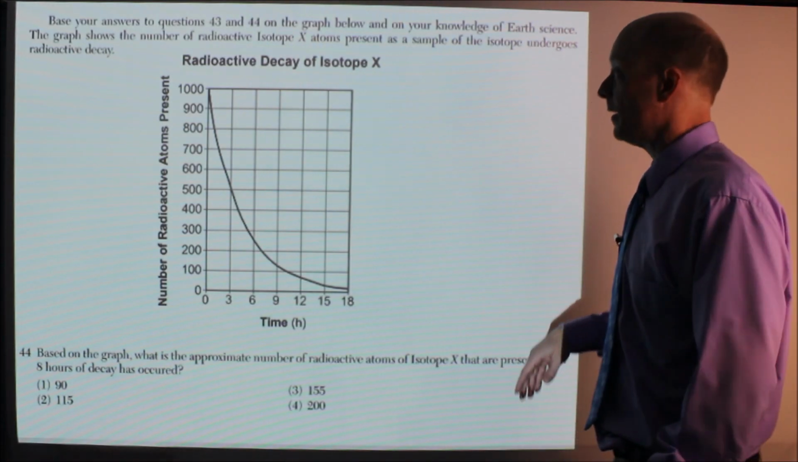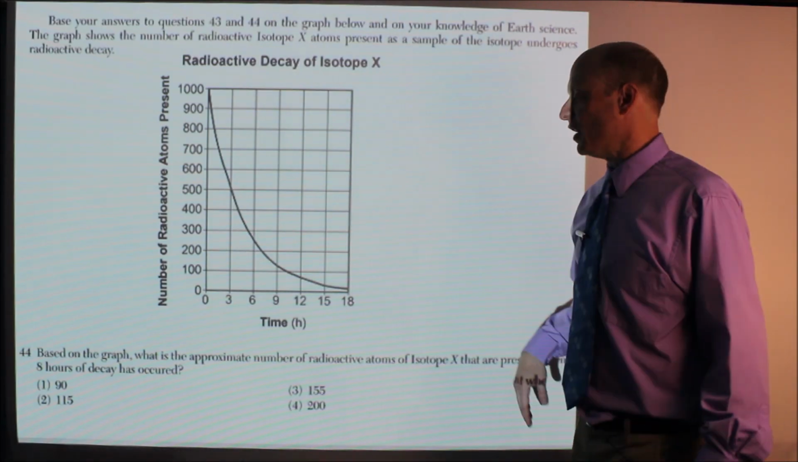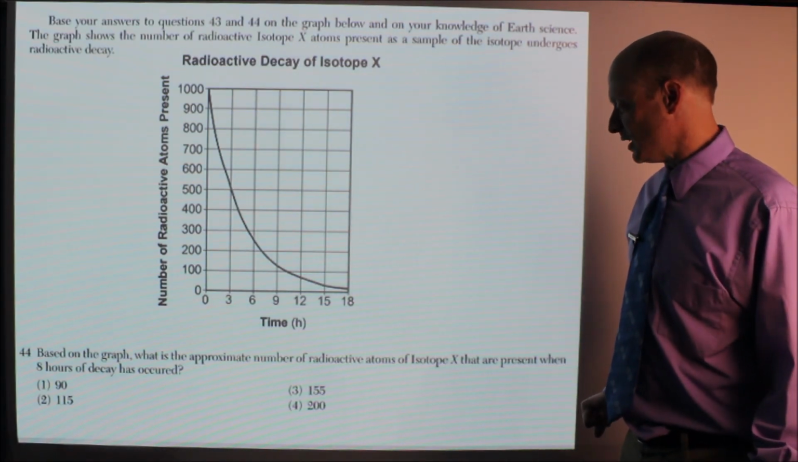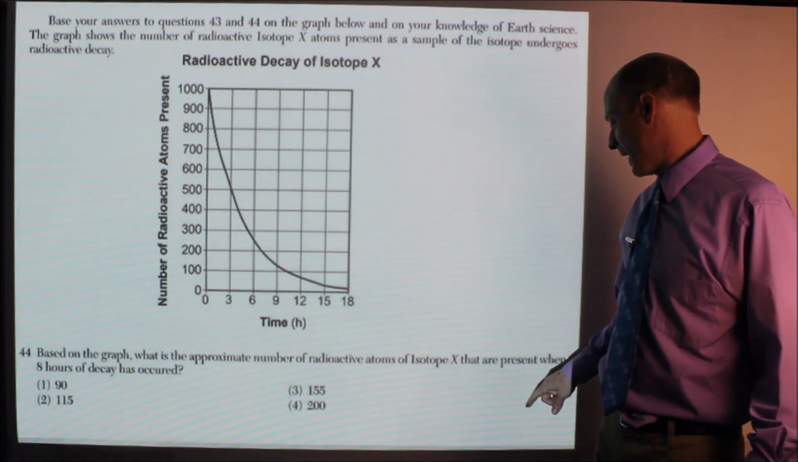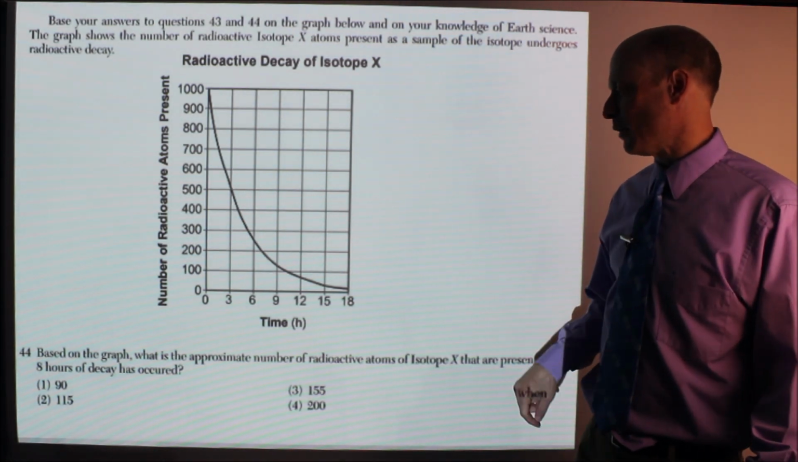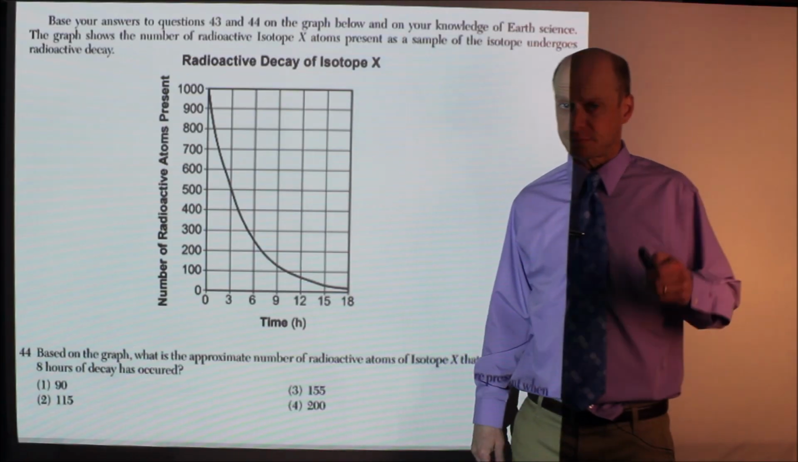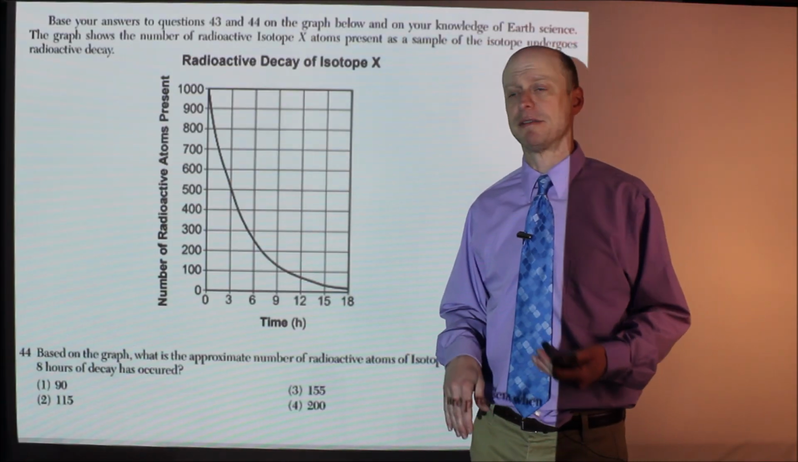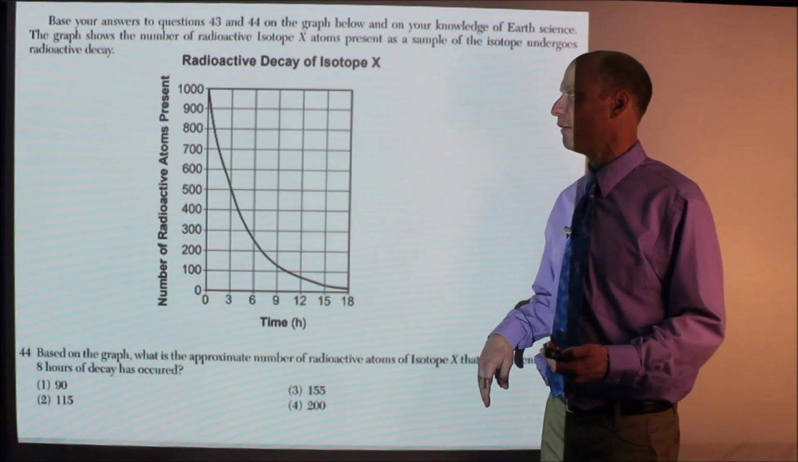And 44. 44 asks, based on the graph, what is the approximate number of radioactive atoms of isotope X that are present when 8 hours of decay has occurred? So this is just reading the graph. You don't need to have a lot of background information about radioactive decay.